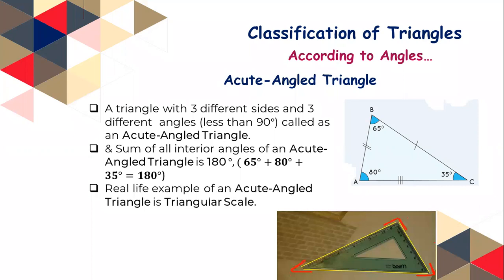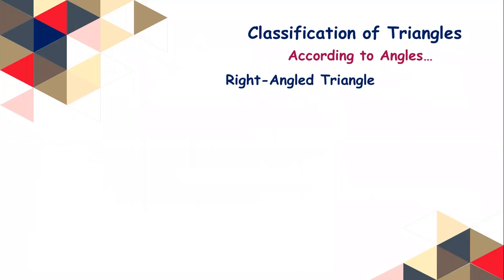Again, if the properties are the same for these two triangles, then the example will definitely be the same. What is the real life example? A triangular scale. Next is the right angle triangle.